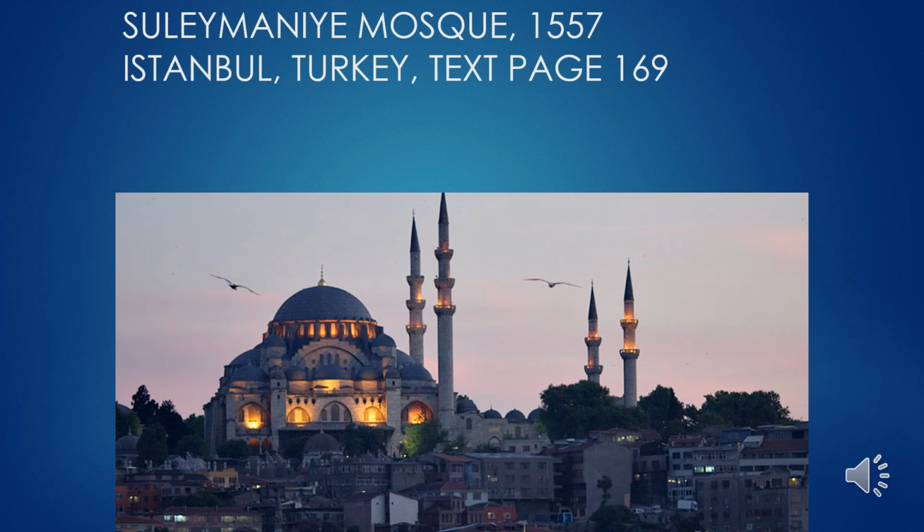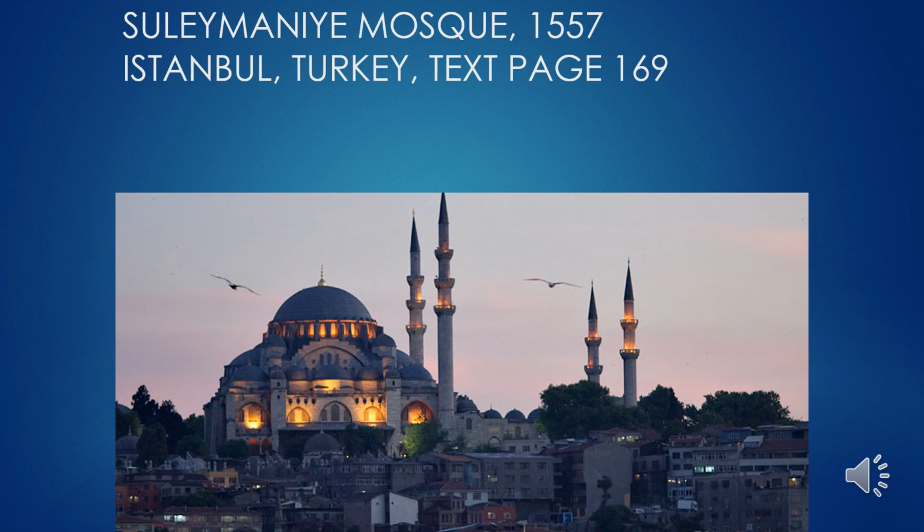Another significant structure in Istanbul, besides Hagia Sophia, is Suleymaniye Mosque. It was built from 1550 to 1557 by the Emperor of the Ottoman Empire, Suleiman the Magnificent, and the architect Mimar Sinan, who is a very notable architect of the day. It blends both Islamic and Byzantine elements, so again, inspired by Hagia Sophia, and you can see the beautiful minarets.